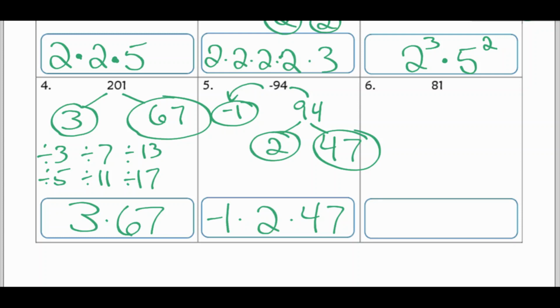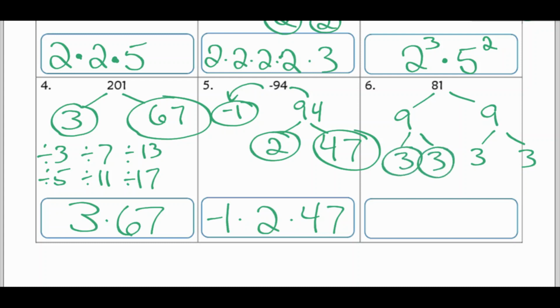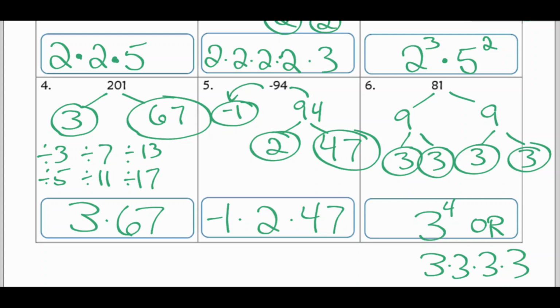Last one, 81 gets divided by, let's do 9. Divided by 9 and divided by 9. But 9 can be broken down a little bit more into 3 and 3. So we have 4 3s there that are getting multiplied. You can write it either way, as 3 times 3 times 3 times 3, or just 3 to the 4th power. Either way is okay.